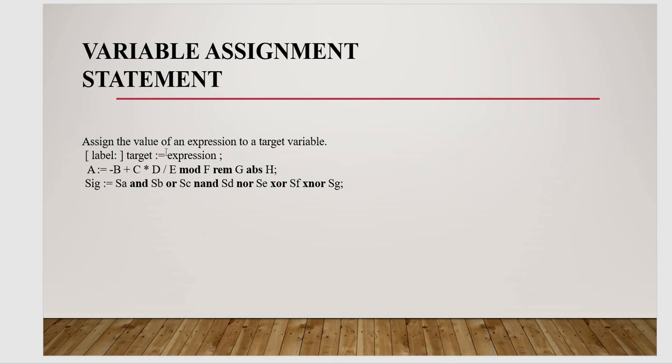Then there is the variable statement, which assigns the value of an expression to a target variable. For example, a colon equal to is the symbol. In the case of a signal it was arrow equal to, here it is colon equal to, with some expression that may be arithmetic or boolean or whatever.